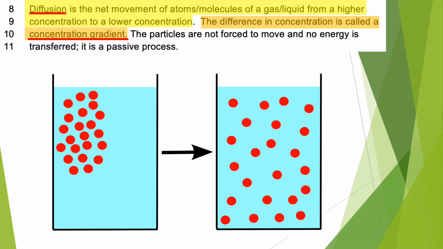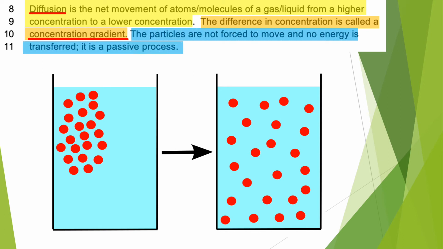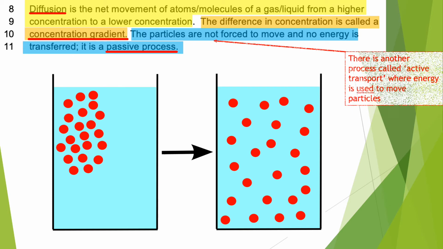Okay? And the last thing about diffusion that you need to know is that particles are not forced to move. It just happens on its own, and so there's no energy that's actually required in diffusion. So we call this a passive process, passive meaning there's nothing active about it. But that being said, there is a type of diffusion, I should say, that requires energy, and that's called active transport. And we're going to learn more about active transport in lesson 10.